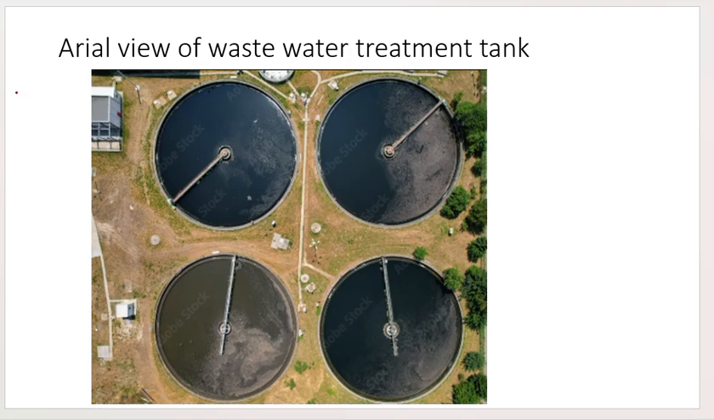So, this is an aerial view of the wastewater treatment tank. Here you can see the skimmer. This will be rotating like this, and with that, it will be collecting the surface floating materials. Okay, so this is the skimmer.